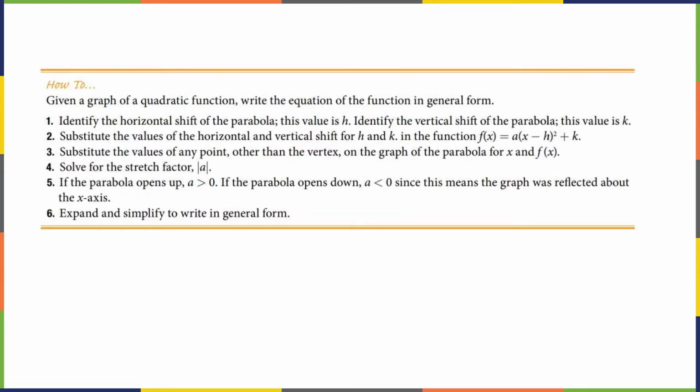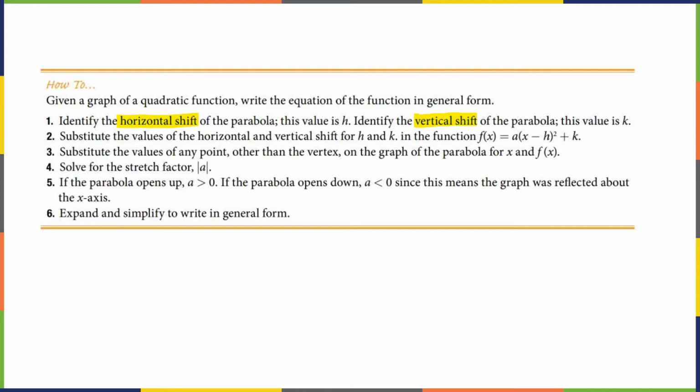So let's say we're given a graph of a quadratic function, and we want to write the equation of that function in general form. We're going to first find any horizontal shift, and that's going to tell us our h. So remember that our vertex is at 0, 0 on the parent function. How much did we shift horizontally to get to the vertex that we have in our graph? Then we have the vertical shift, and that's going to be how much did we shift vertically from 0, 0. These are going to give us our h and our k values.